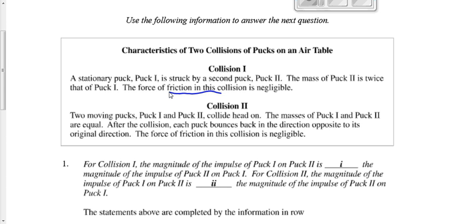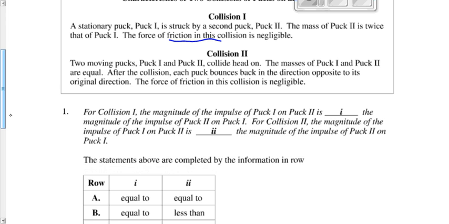A collision between 2 pucks. One puck is heavier than the other. Next one, we have a collision between 2 pucks head on. This time, the pucks have the same mass. They bounce back in the direction opposite to the original direction. Once again, we have an isolated system. There are no external forces.